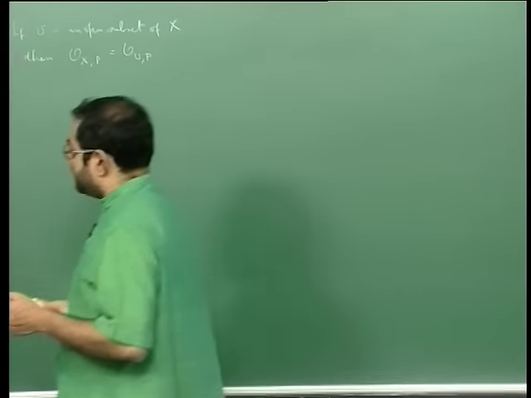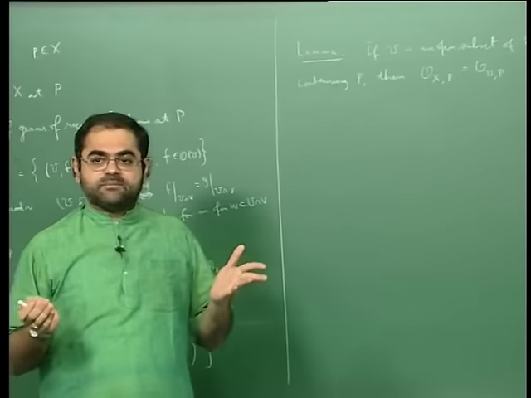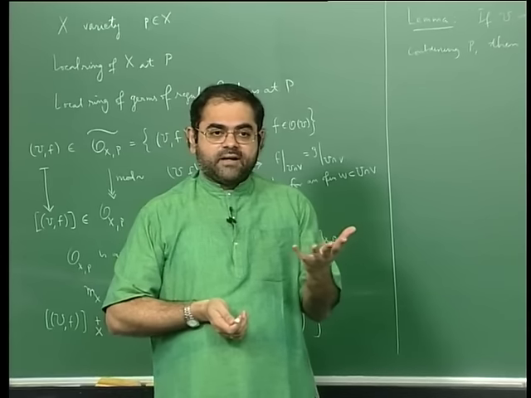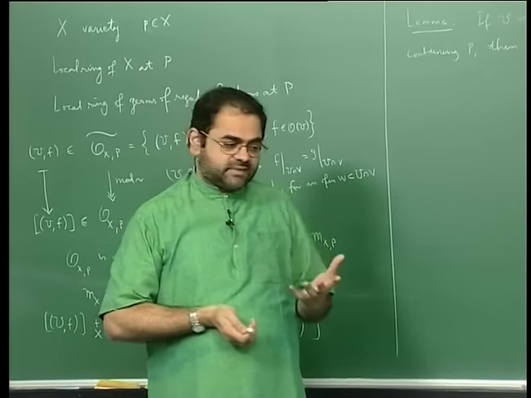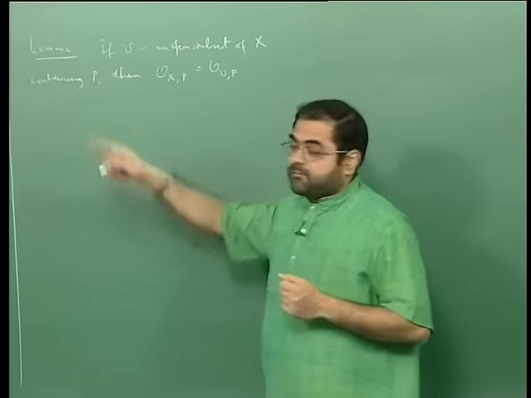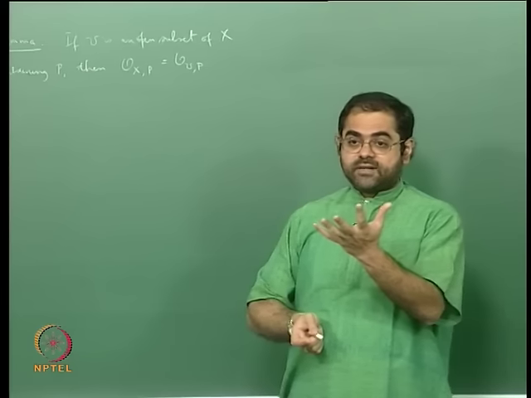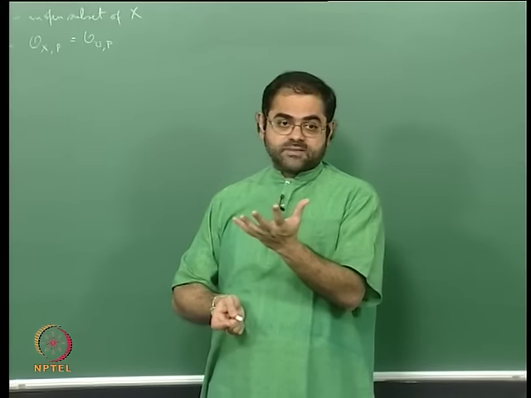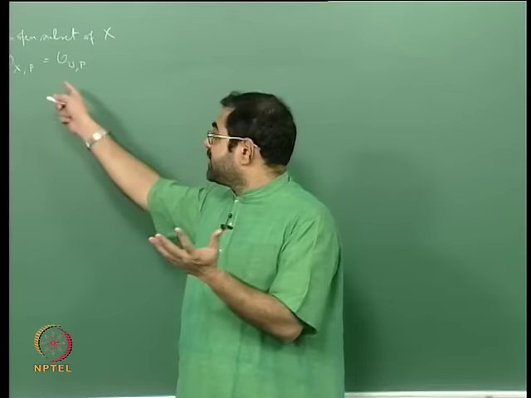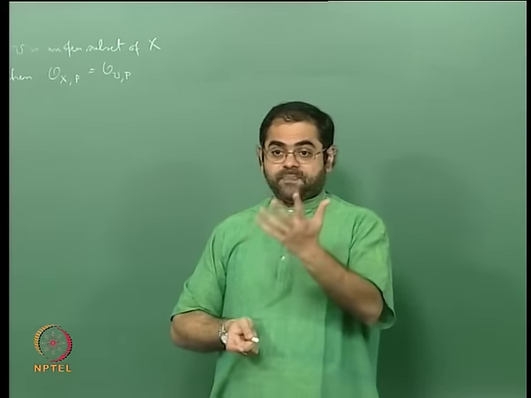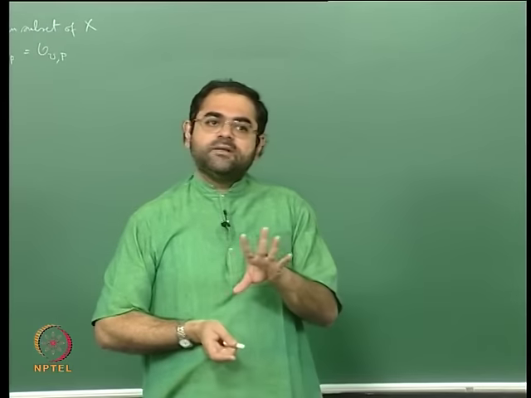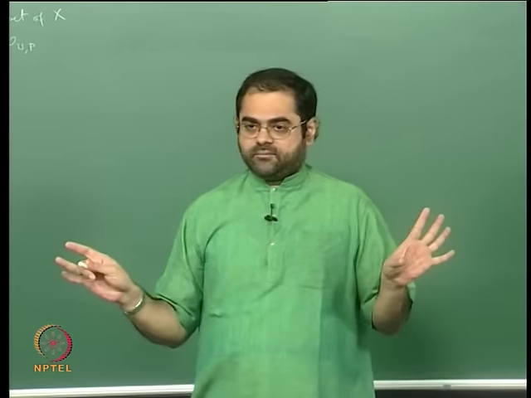Well, what is the importance of this lemma? Give me any variety. We proved last time that any variety can be covered by finitely many open subsets, each of which is isomorphic to an affine variety. Therefore if you give me any variety and a point on it, I can choose an open subset containing the point which is isomorphic to an affine variety, and therefore by this lemma I just have to calculate always the local ring of an affine variety at a point, okay. That will give me the local rings of any variety at any point, okay.